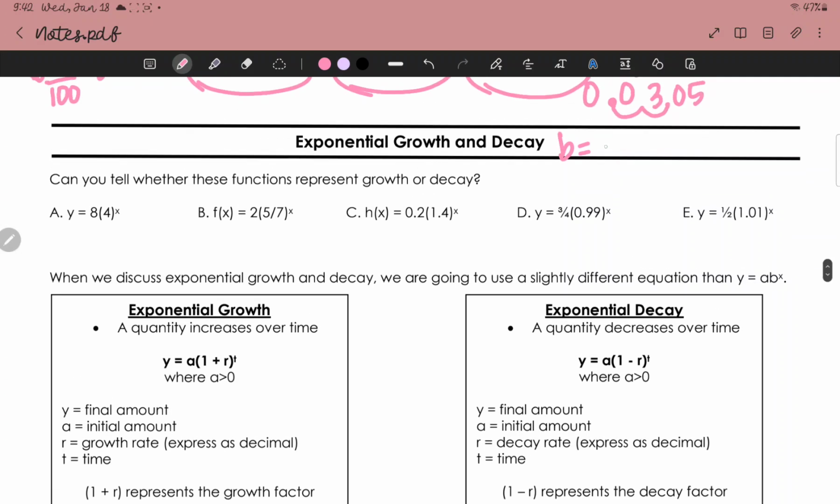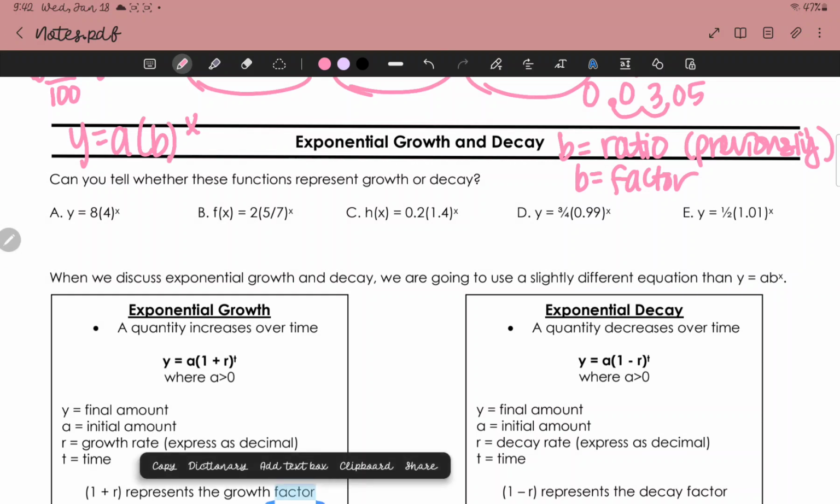Our b value, which was our ratio previously, is now going to become our factor. So b is our factor. And if you recall, the formula we used for exponential functions was y equals a times b to the x. So b was what was in our parentheses. So that's exactly what we're looking at.